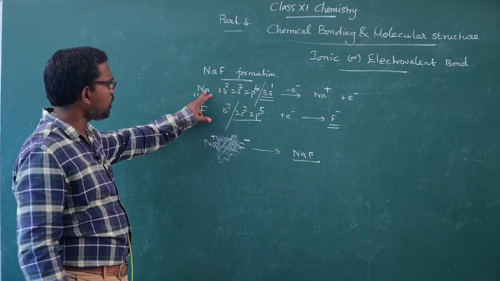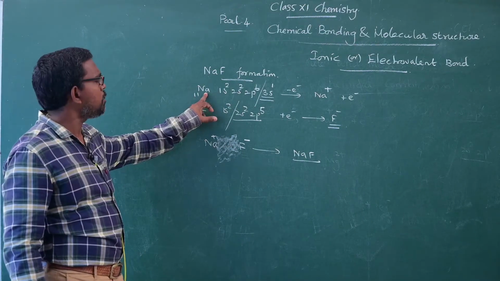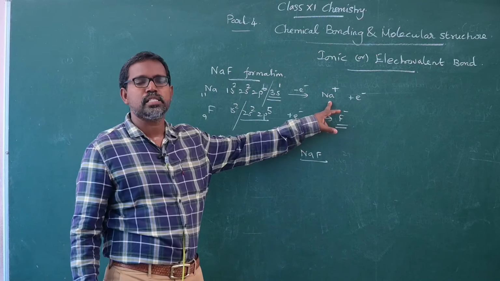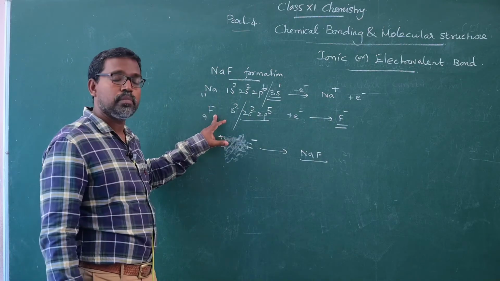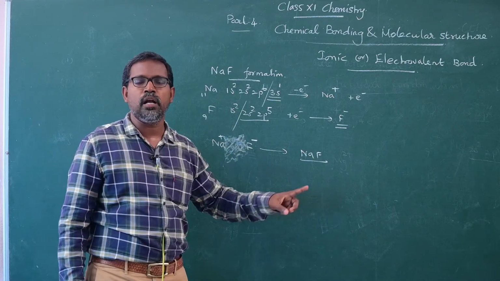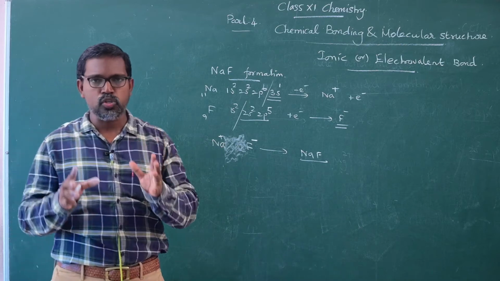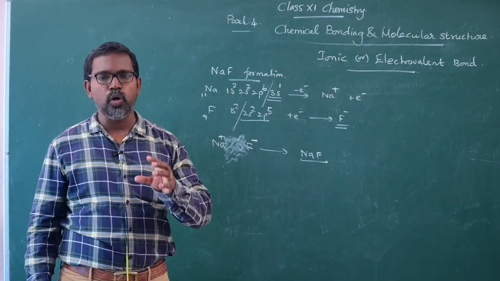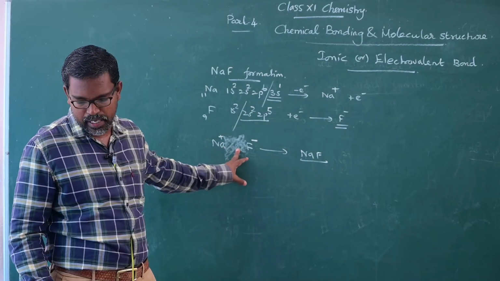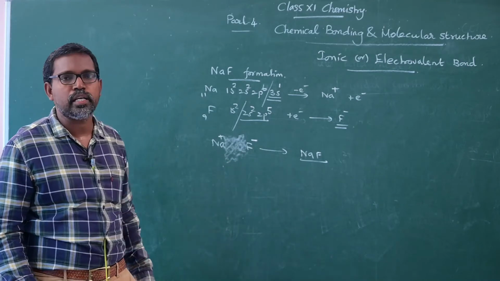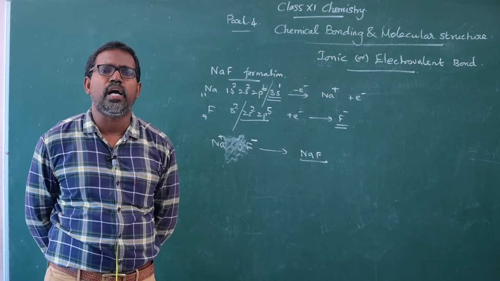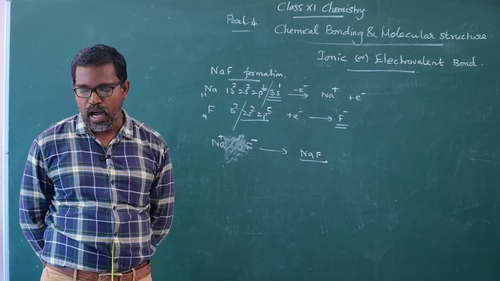That is, one electron from the sodium atom is completely transferred to the fluorine atom. Sodium loses one electron to attain the stable gas configuration, and in the meantime fluorine receives that electron to attain the stable electronic configuration. The electrostatic force of attraction which holds the oppositely charged ions Na+ and F- together is known as ionic bond or electrovalent bond. The compounds containing ionic or electrovalent bonds are said to be ionic compounds.